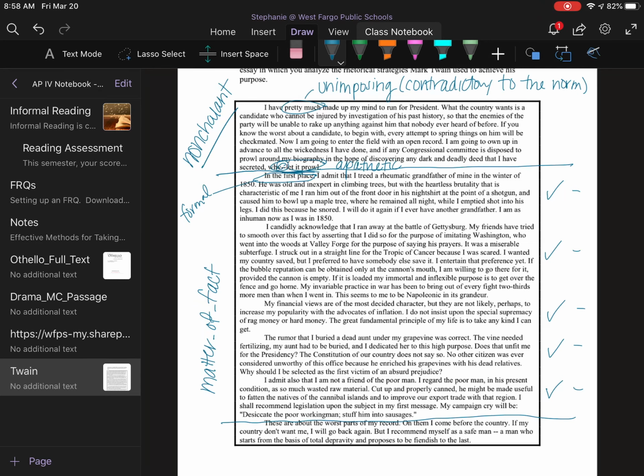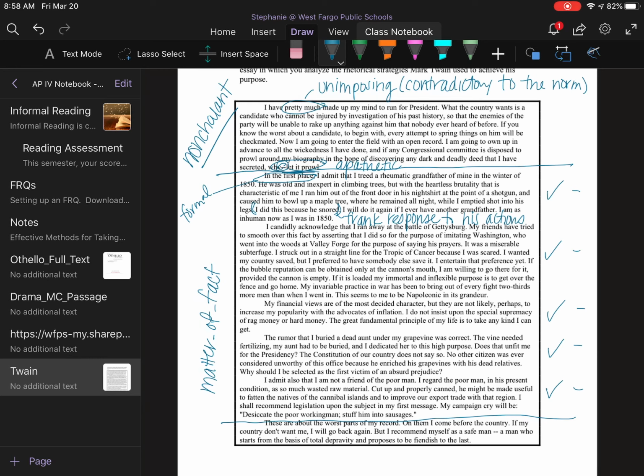Another one would be right here where, in response to why he shot his grandfather, he just says, I did it because he snored. That's a really frank response. And when I say frank, blunt, matter of fact, it's a frank response to his actions.